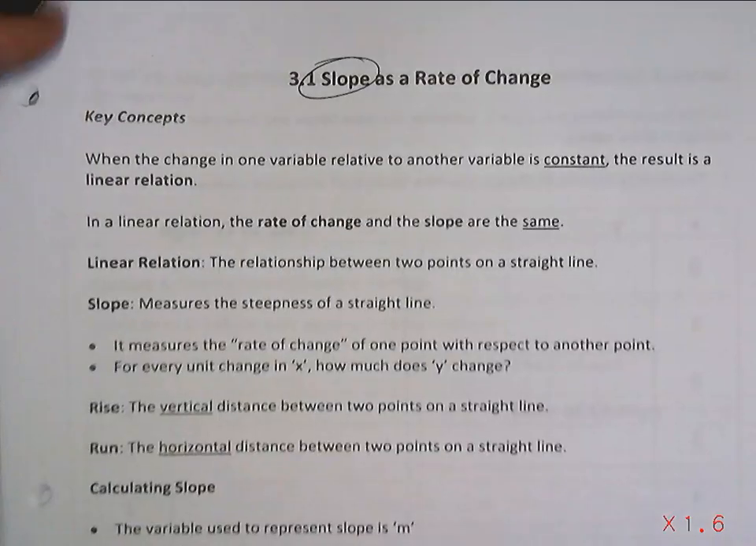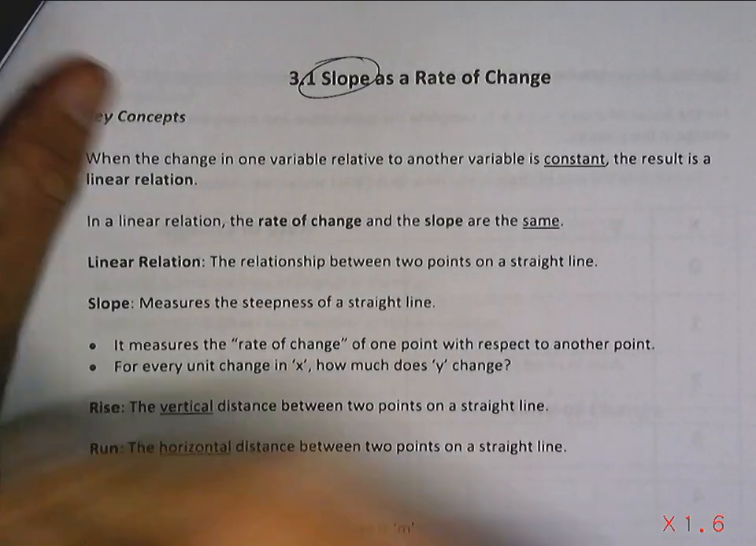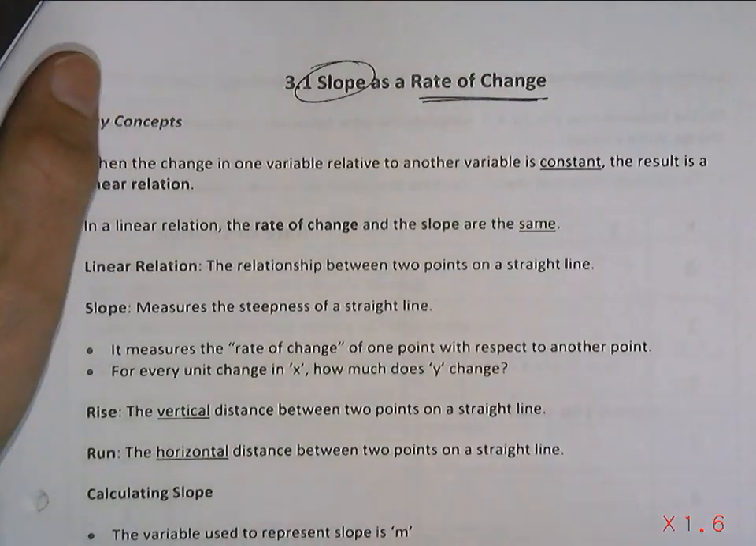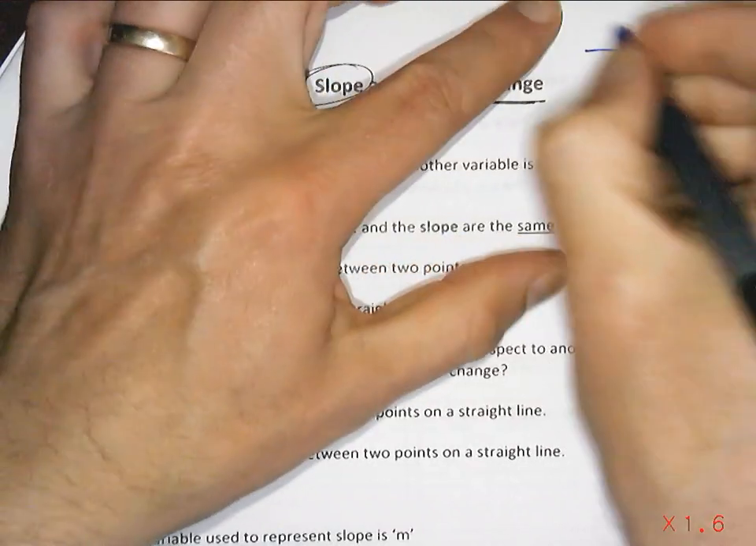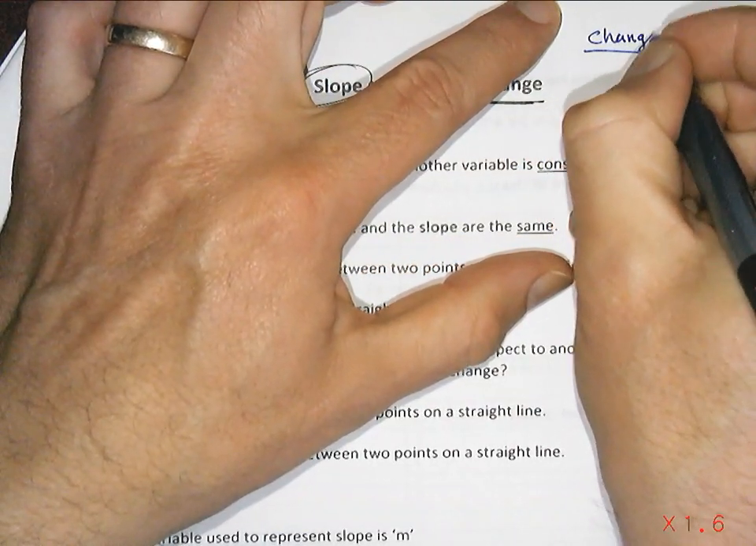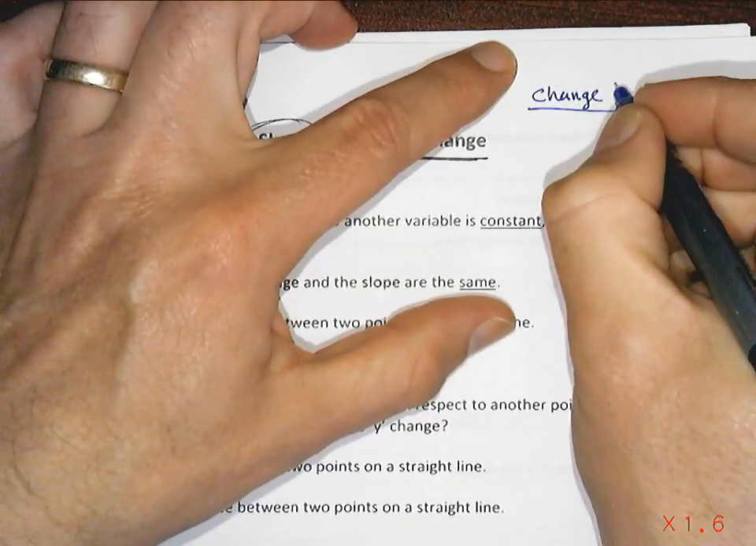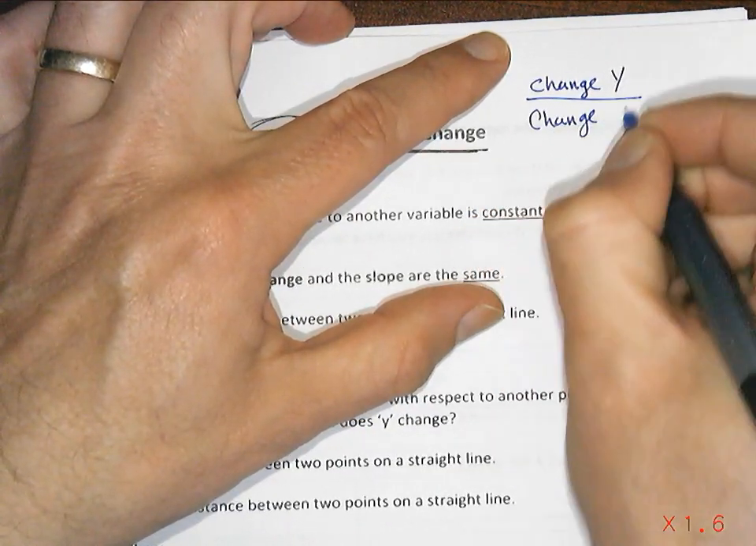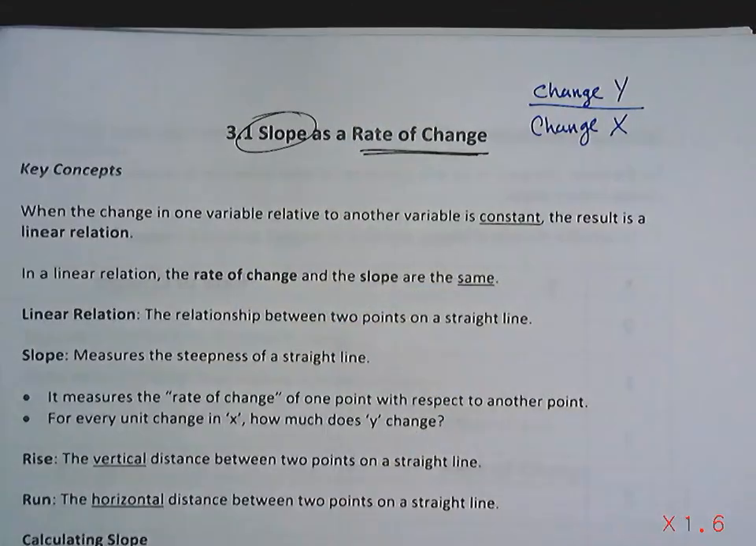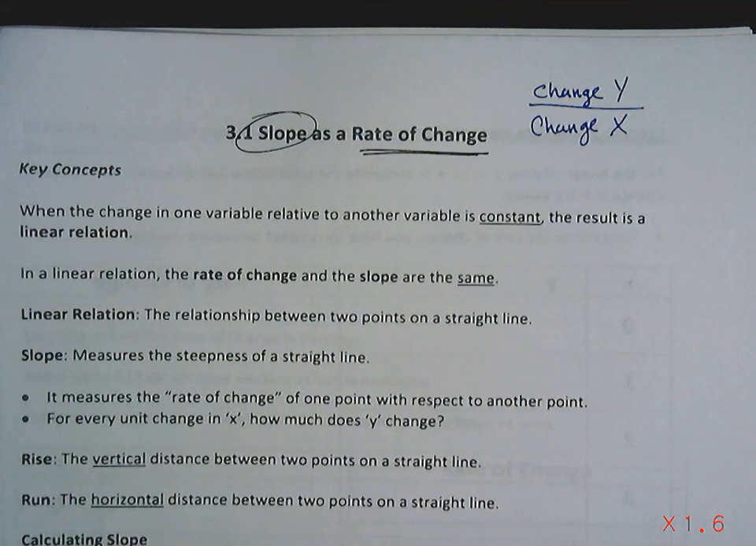Slope, first of all, is a very special mathematical word, and it means rate of change. And really what it means is we're going to have change in something on the top, and we're going to call that y, and we're going to have change in something on the bottom, and we're going to call that x. So slope is the change in y divided by the change in x, and it's how quickly two things change relative to each other.